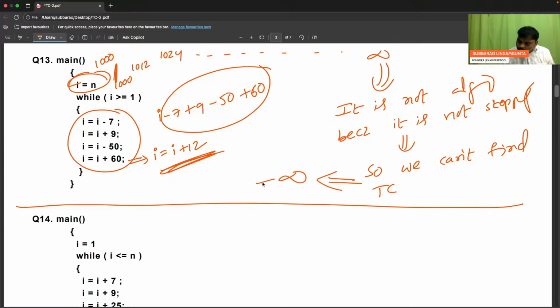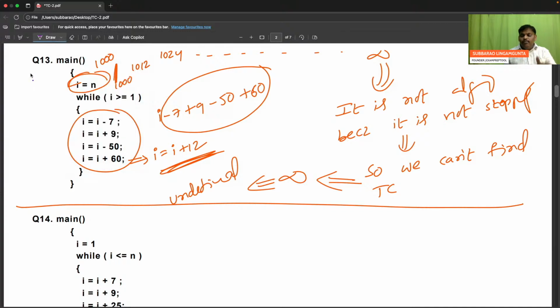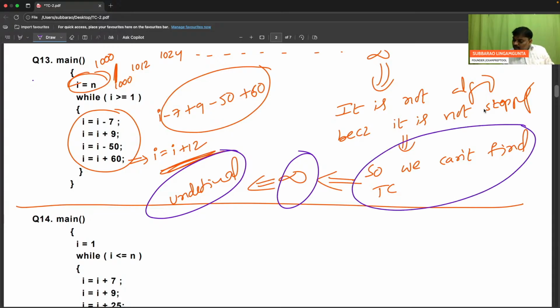Undefined means infinite. Time complexity of this program is undefined. It is not an algorithm because it is not stopping, so we cannot find the time complexity. Understand, these three or four lines are the same: time complexity undefined, time complexity infinite, we cannot find time complexity because it is not stopping.